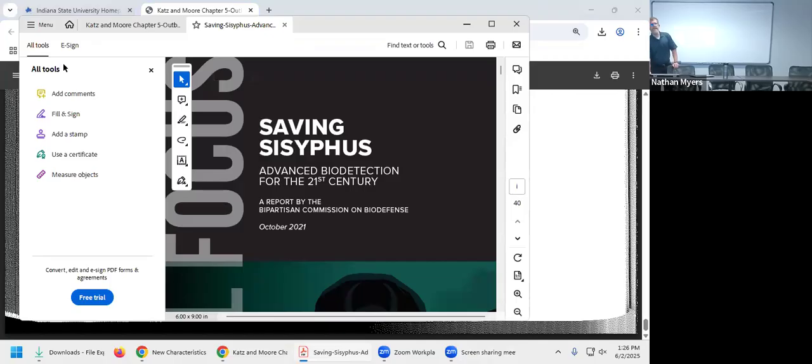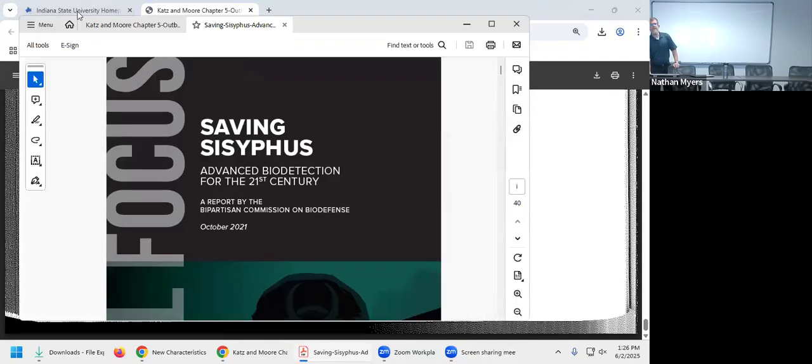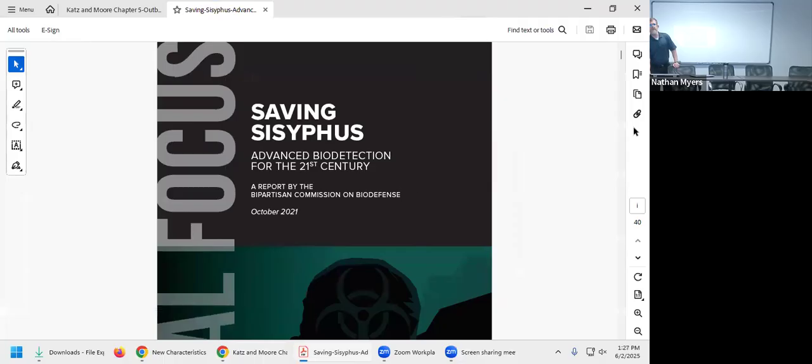Along the same lines, talking about biosurveillance and the importance of having good systems in place, I wanted to also look at this reading that again was provided in the modules. This is a report issued by a group called the Bipartisan Commission on Biodefense. They've released a lot of these kinds of reports.